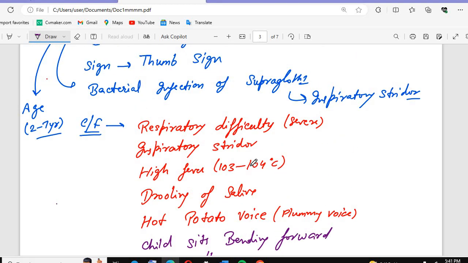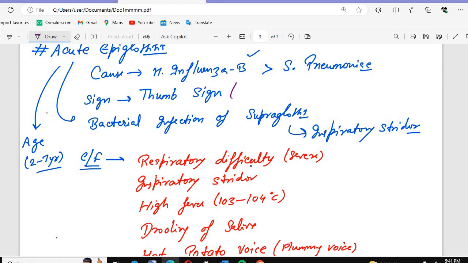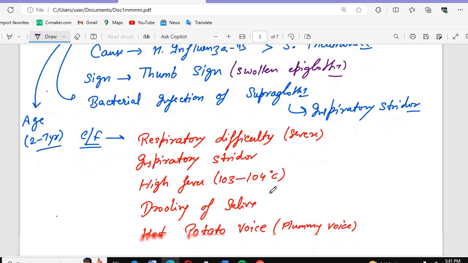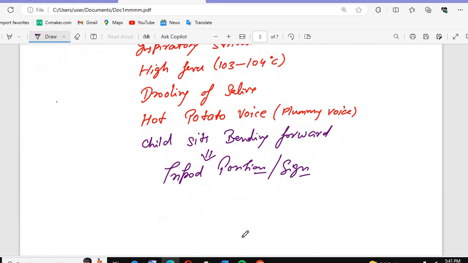The sign we studied is the thumb sign. Why the thumb sign? Because of the swollen epiglottis. I hope this is clear. Cause: H influenzae B, thumb sign, bacterial infection of the supraglottis, respiratory difficulty, inspiratory stridor, high fever, drooling of saliva, hot potato voice, child sits bending forward, tripod position, tripod sign.